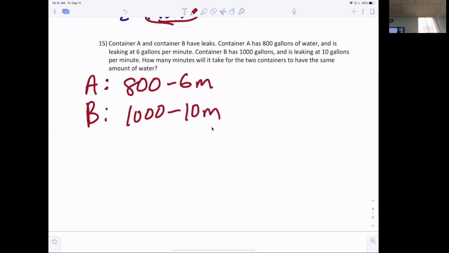You see what I'm saying, right? So we have A, which is 800 gallons, losing 6 every minute. And B is starting with 1,000, but it's losing 10 gallons every minute. All right, so now what? Go ahead.